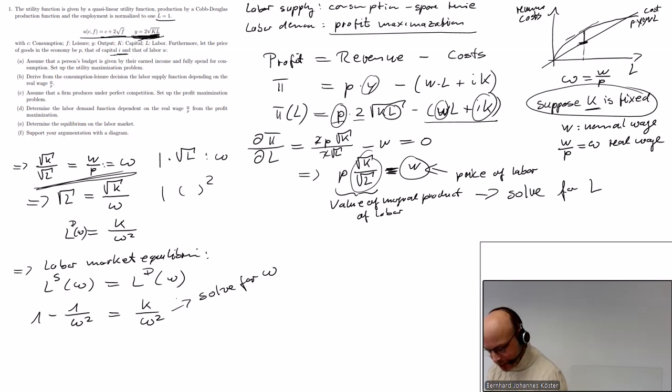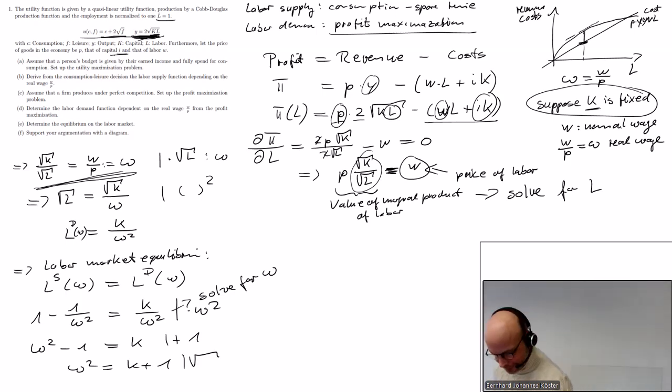Yes, of course, multiply with omega squared. Omega squared, this cancels. This is the reason why I do it. Minus 1 is K plus 1. Omega squared is K plus 1. And the last one, square root, of course. Thank you very much. Omega star is square root of K plus 1.